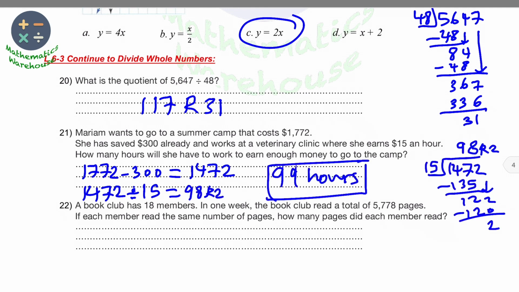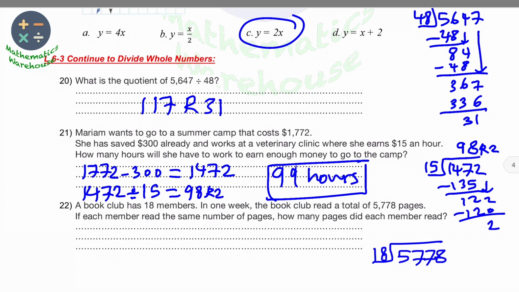Next question. A book club has 18 members. In 1 week, the book club read a total of 5,778 pages. If each member read the same number of pages, how many pages did each member read? So we have to divide 5,778 by 18.